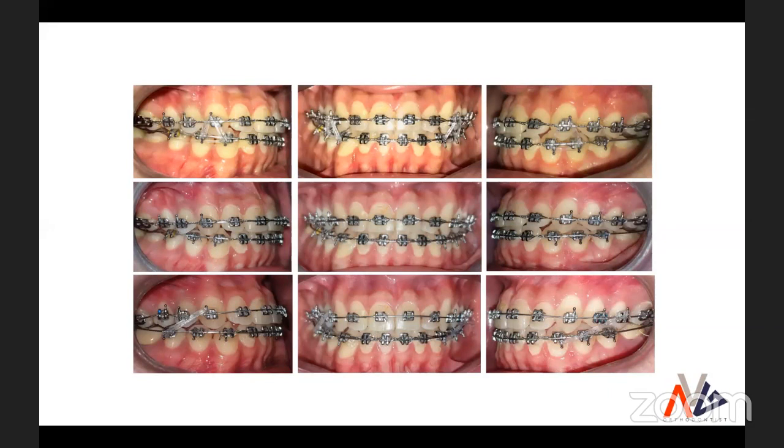Dr. Anupam Agarwal wants to know, do you prefer CBCT or MRI for TMJ analysis?